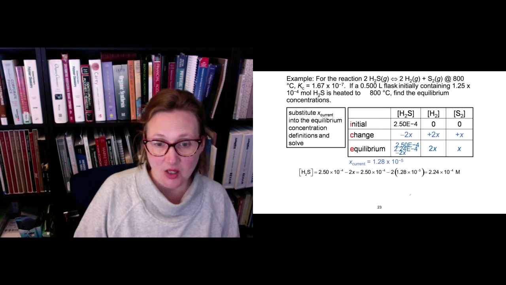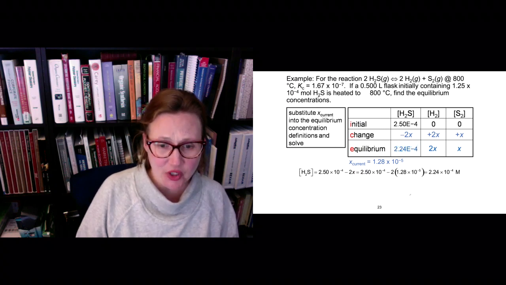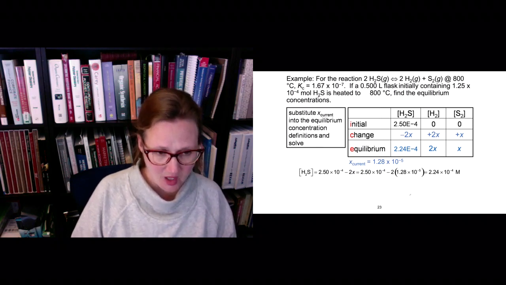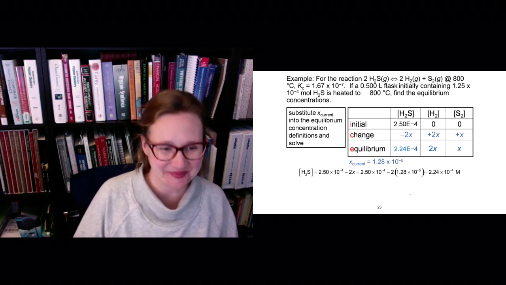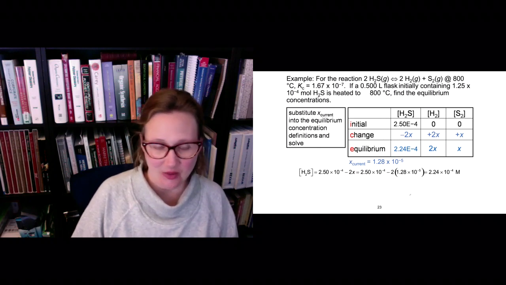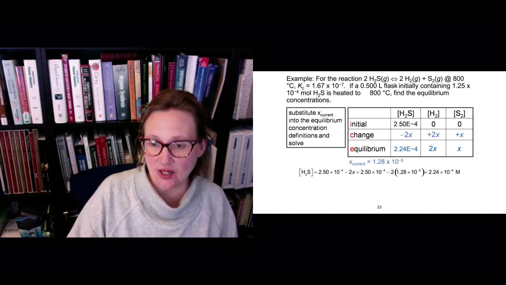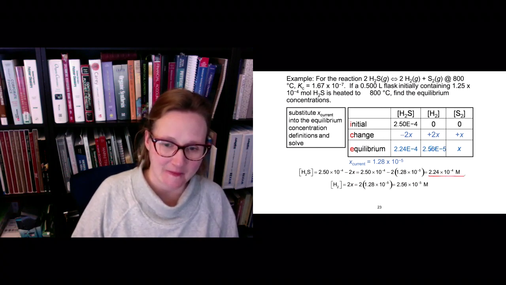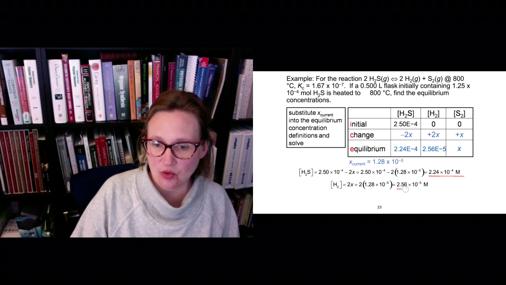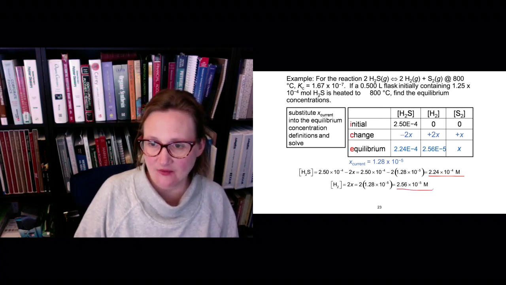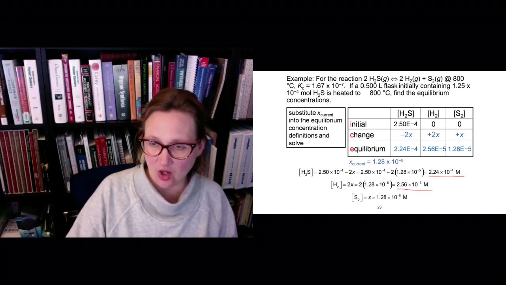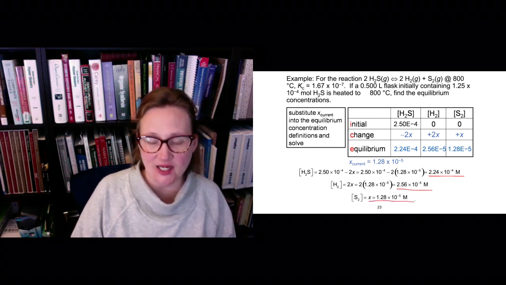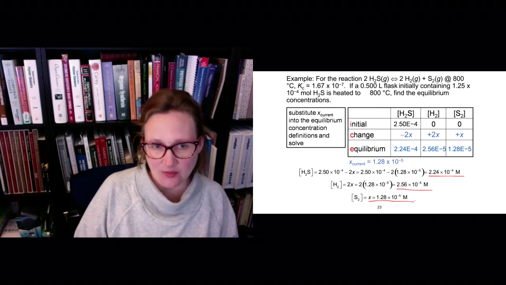Now let's put in that value to find our equilibrium concentrations. Our equilibrium concentration of H2S is 2.2 times 10 to the minus 4. H2 is 2.56 times 10 to the minus 5. And our concentration of S2 is 1.28 times 10 to the minus 5. That's the x that we solved for. That's our best approximation.